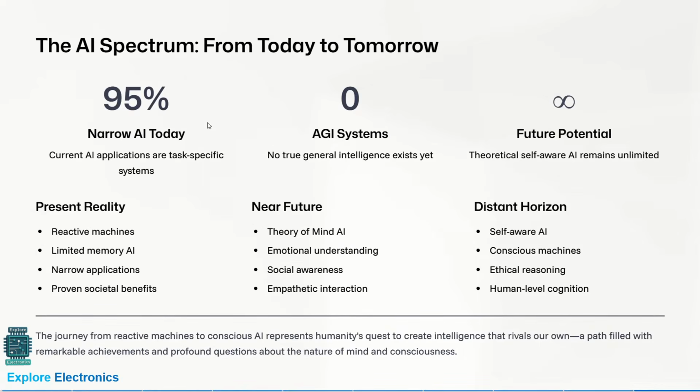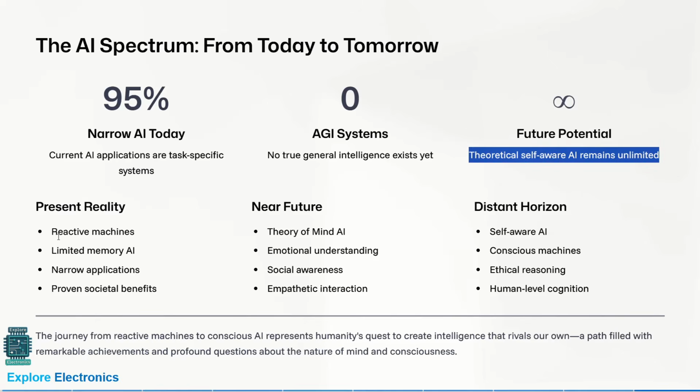So what we have today and what we will get tomorrow: 90% of the AI we have today is narrow AI. Current AI applications are task-specific systems where they will have some programmed data, or they search through the internet and give you the result. And AGI systems are zero, means no true general intelligence systems exist yet. And future potential is very huge and infinite. Theoretical self-aware AI remains unrealized for today.